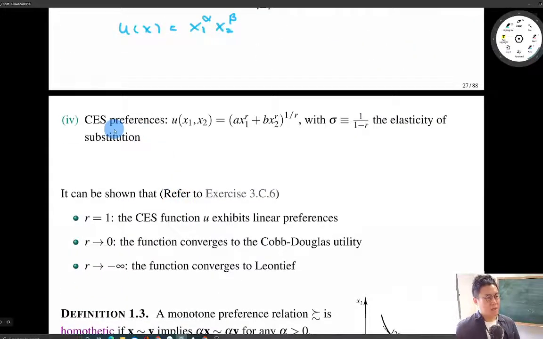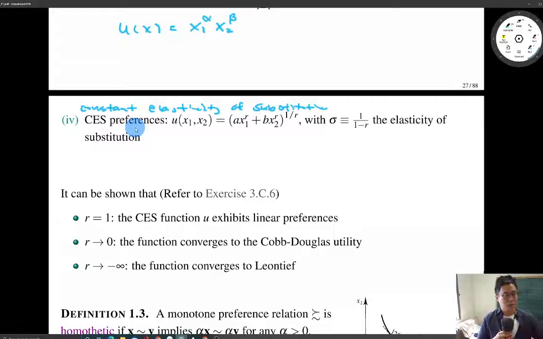All right, and then the next type is CES preference. CES is an acronym of constant elasticity of substitution. We are going to talk about this elasticity of substitution when we talk about production. In classic consumer theory, this CES has no economic meaning, but it has much more meaning when we talk about production theory.